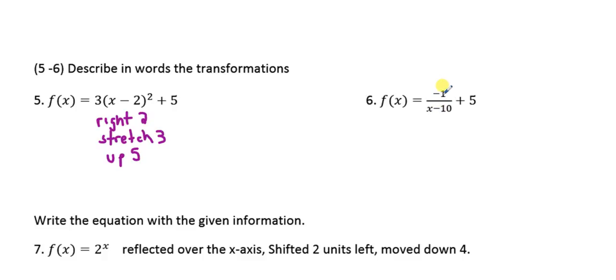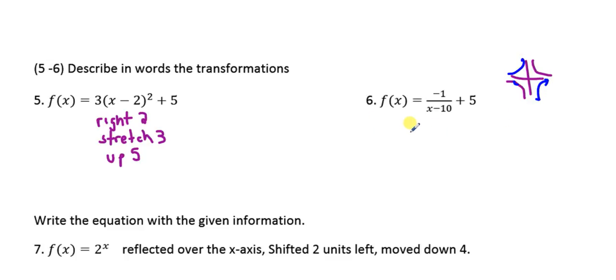This one is an inverse function where it kind of looks like this. And what we're going to do is we're going to flip it because of this -1, so this graph here gets flipped over the x-axis and goes like this. So it changes it from quadrants 1 and 3 to 2 and 4.